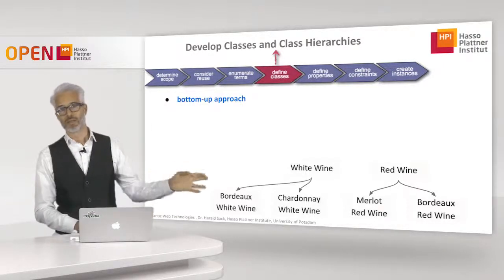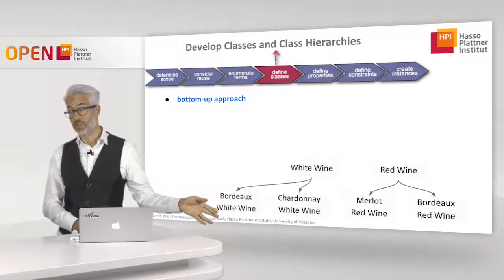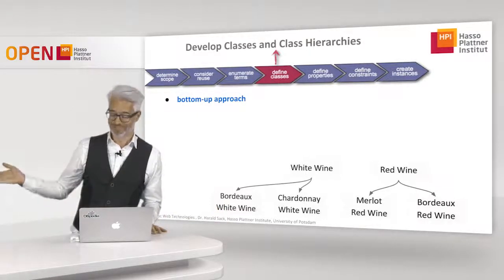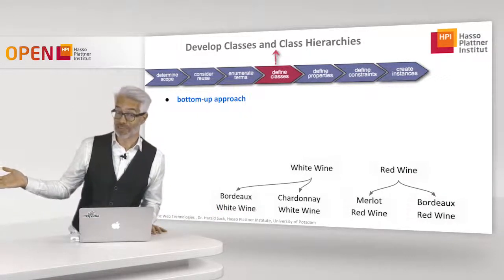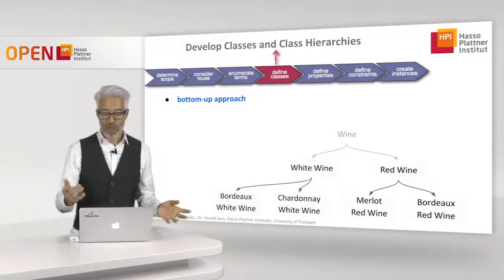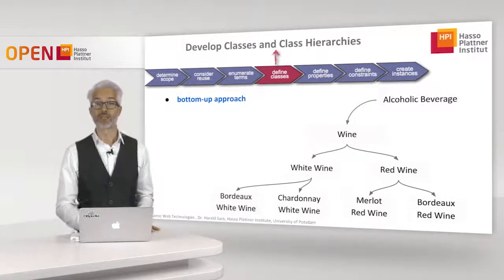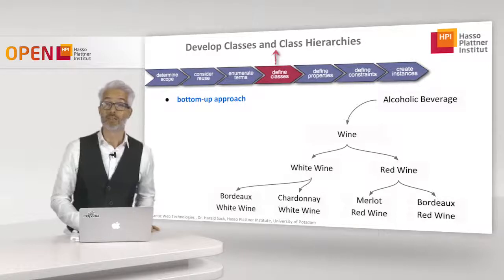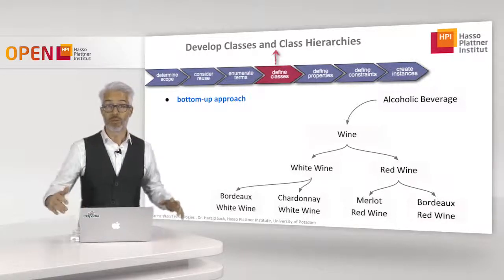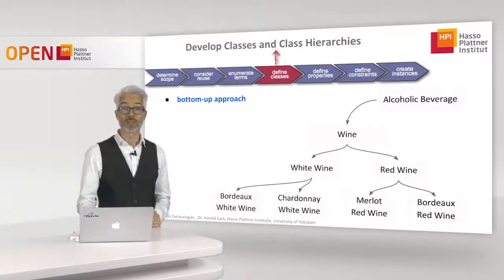So on the left-hand side, for example, I have the white wines. On the right-hand side, I have the red wines. And of course, both of them are wine, and of course, wine is an alcoholic beverage. So this would be an example of how to design an ontology hierarchy, a class hierarchy, in a so-called bottom-up approach.